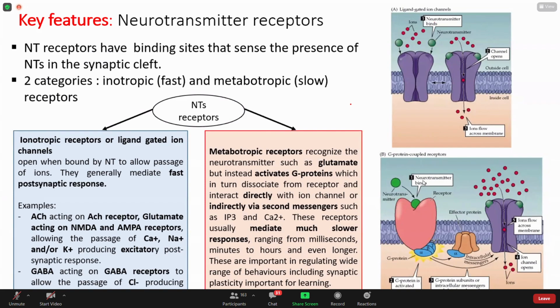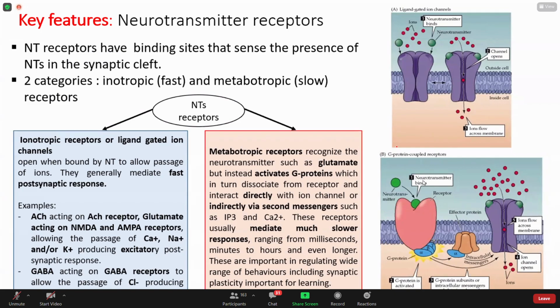Ionotropic receptors are basically open when bound by neurotransmitters to allow the passage of ions. It's very straightforward. So neurotransmitters binding to them would open them up to allow the passage of ions. So they are linked to an ion channel, okay?